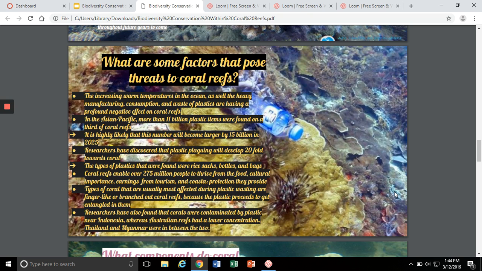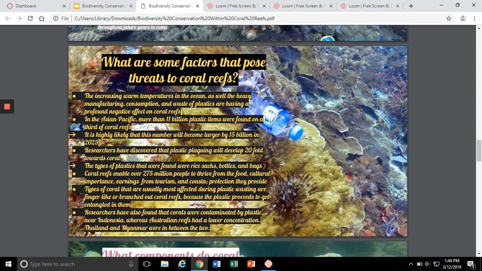In the Asian Pacific, more than 11 billion plastic items were found on a third of coral reefs. It is highly likely that this number will grow by 15 billion in 2025. Researchers have discovered that plastic plaguing will develop 20-fold towards coral. The types of plastics that were found were rice sacks, bottles, and bags.